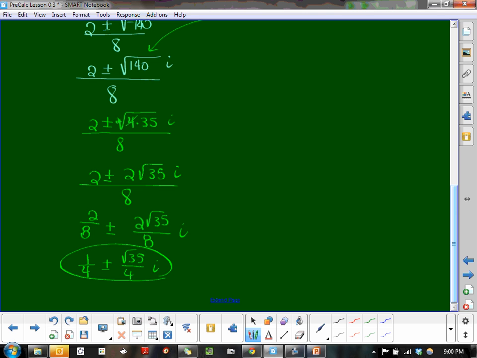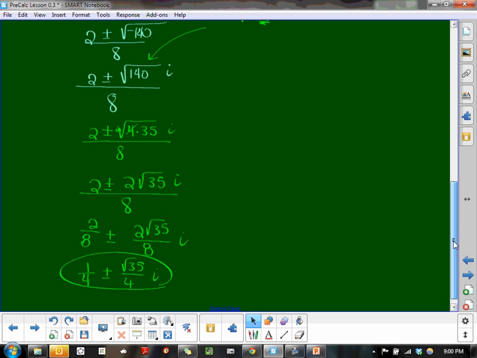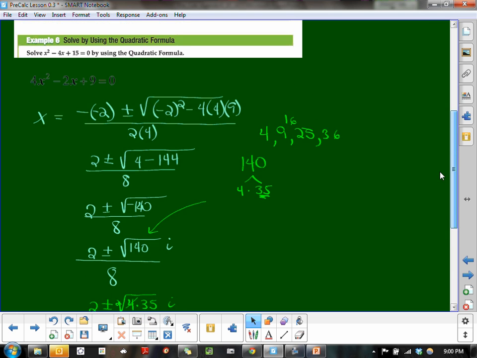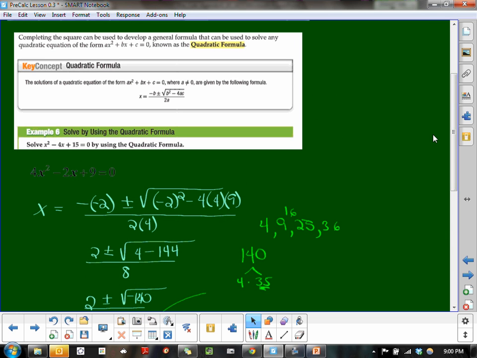There's your two solutions. As you can see, it clearly wouldn't factor. We could still solve it with completing the square. We would get the identical answers, as long as we didn't make any errors there. But I'm showing you and demonstrating to you the quadratic formula. We have 3 ways that you're going to be asked to solve quadratics: the factoring method, the completing the square method, and also the quadratic formula method.